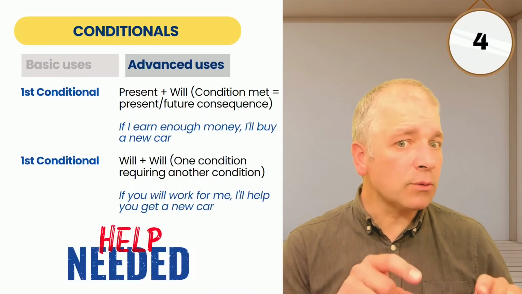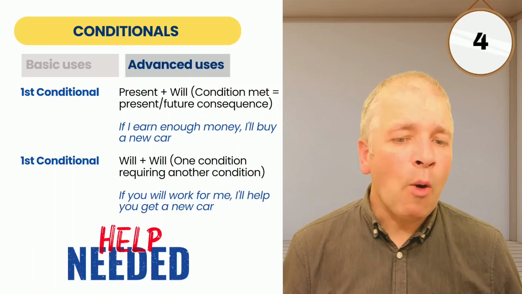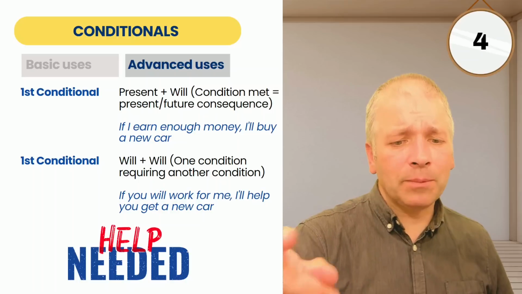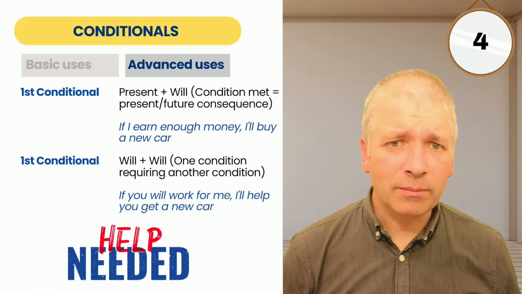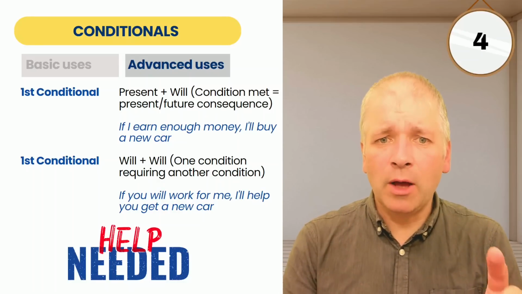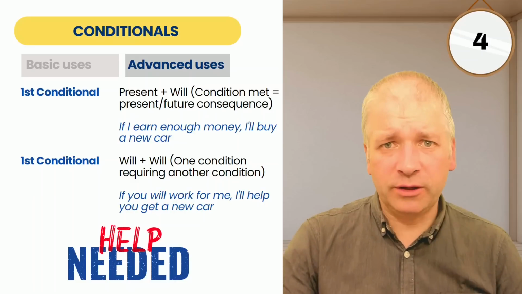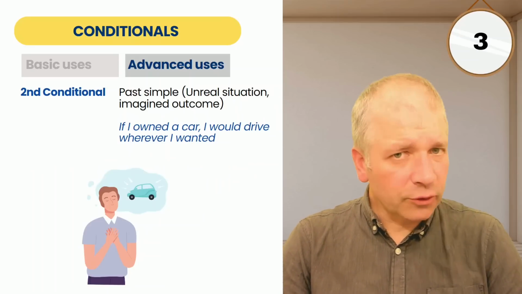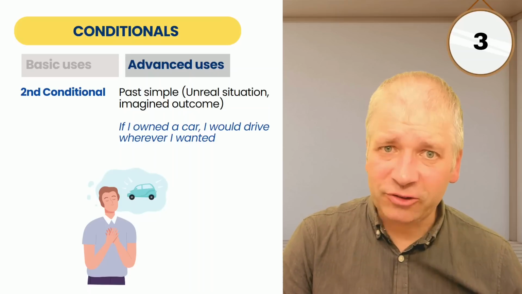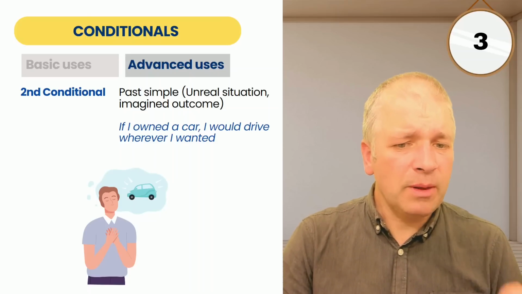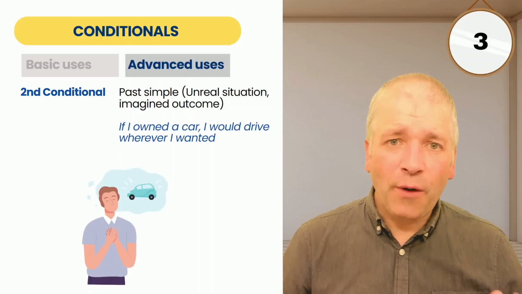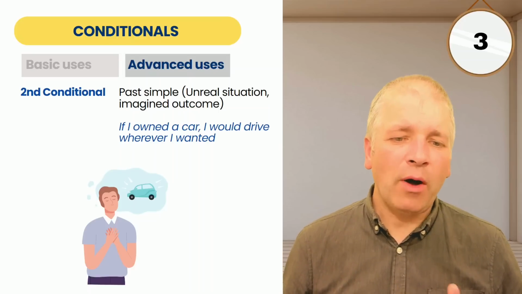But we can sometimes use will in both clauses, where one condition requires another condition. If you will work for me, I'll help you get a new car. Basically, you do this, I'll do that. Two conditions at the same time, where one condition depends upon another condition. Moving on to more advanced uses, the second conditional is for unreal situations with an imagined outcome. It's using the past simple, but it's actually to do with now, or perhaps in the future. If I owned a car, I would drive wherever I wanted.